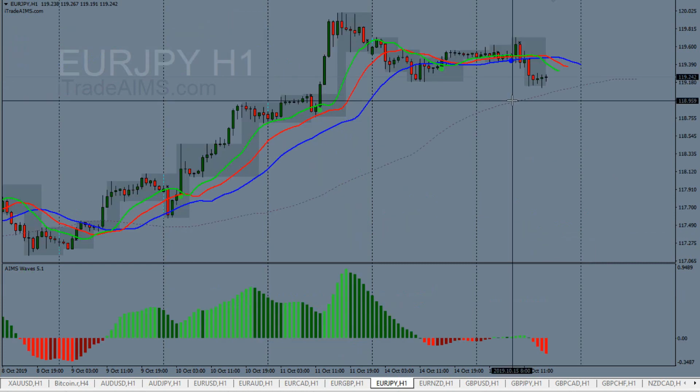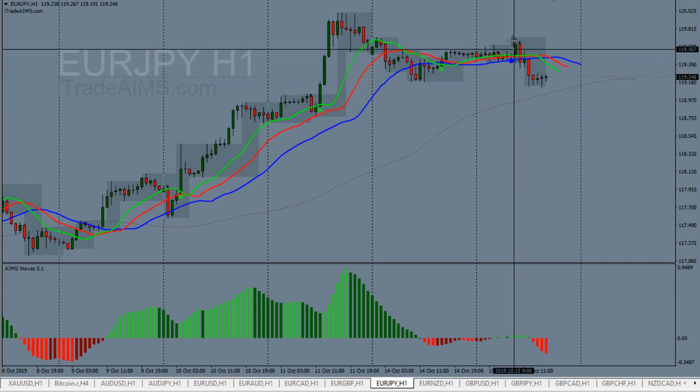Euro yen, this would have been a nice, lovely setup one. If you took it here, obviously it's going to be a rent. But why I didn't take it is exactly that little point that I told you about.